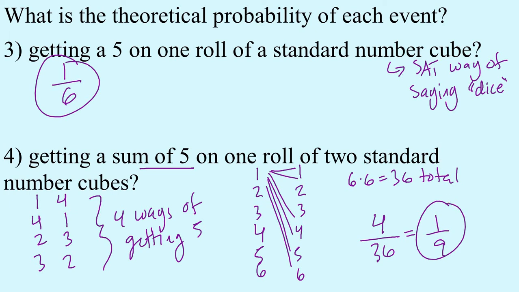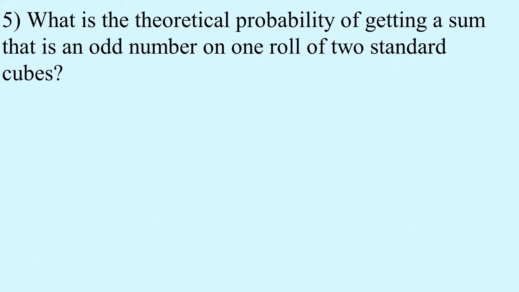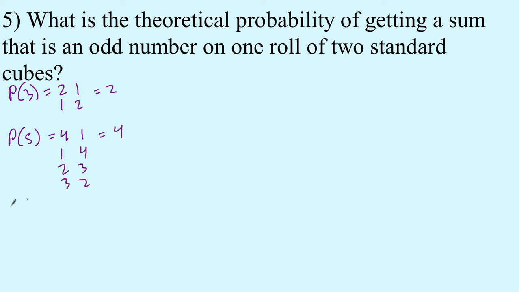All right. Let's try it again. Pause it, give it a whirl. So we want to get an odd number. So let's see, what's the probability of rolling a 3? Well, I could get a 2 and a 1, or a 1 and a 2. So 2 options. Probability of a 5, what am I saying? Silly me. 4 and 1, 1 and 4, 2 and 3, 3 and 2. I know we just did this.